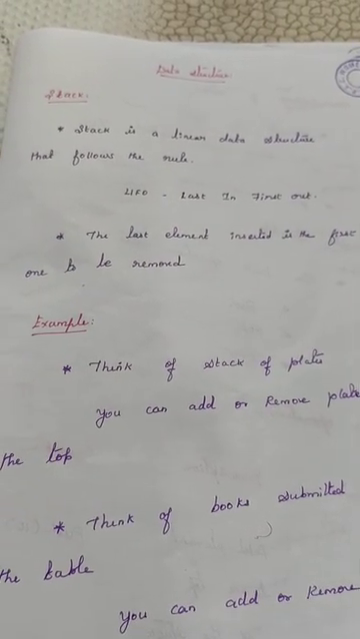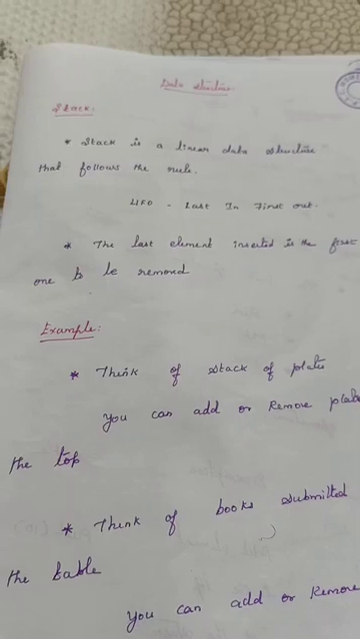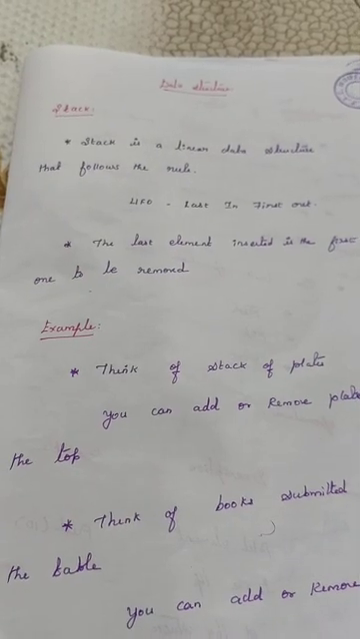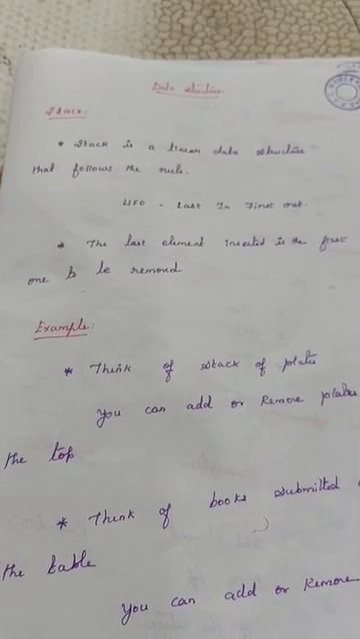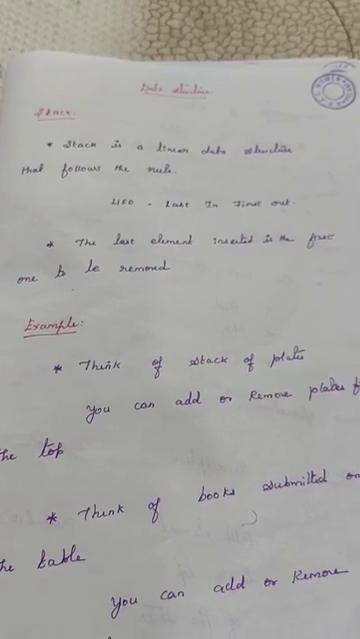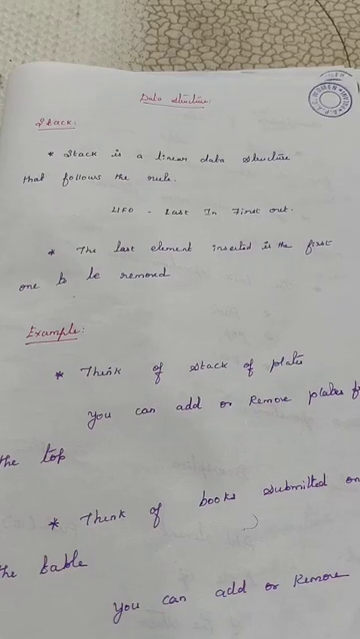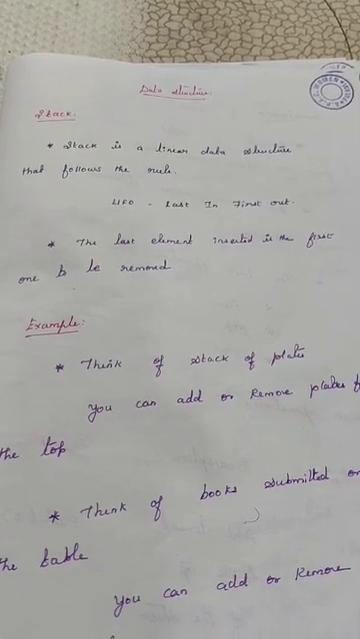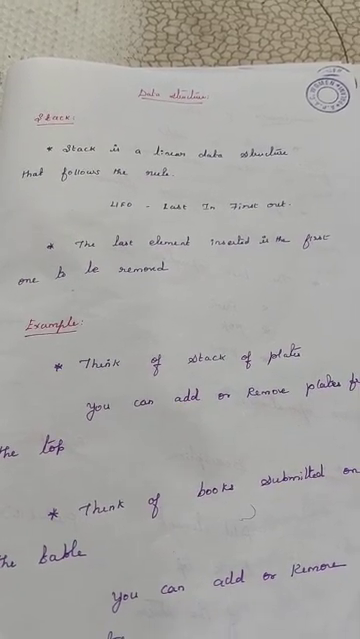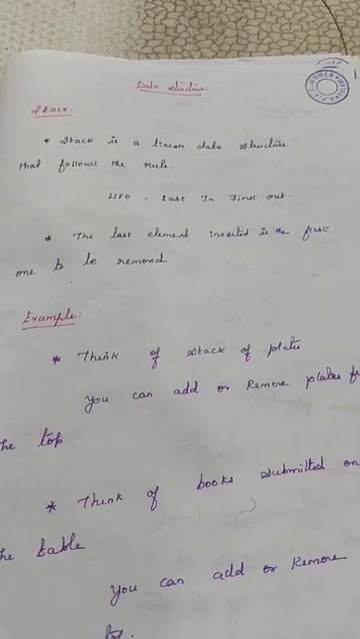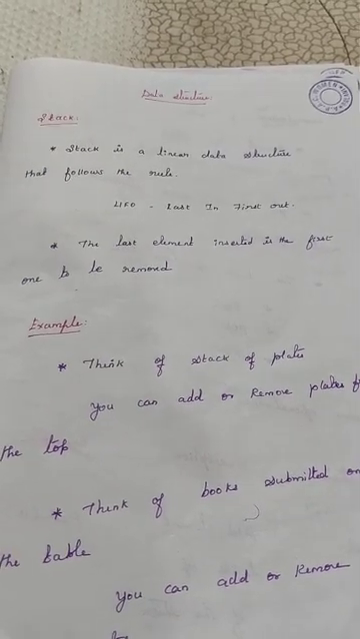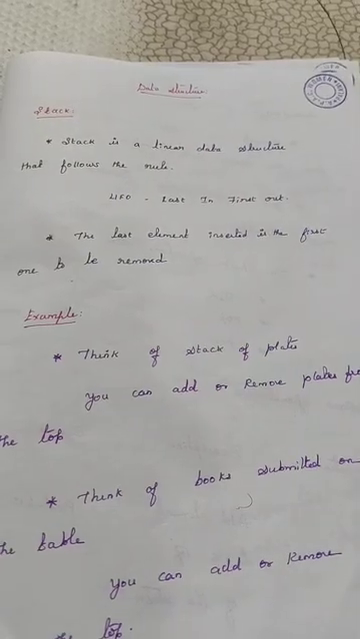We are going to see about data structures today. In data structures, we are going to see about the specific topic, stack. What is a stack? Stack is a linear data structure that follows a rule, that is LIFO. You all know that it is last in, first out. The last element inserted is the first to be removed, that is LIFO.